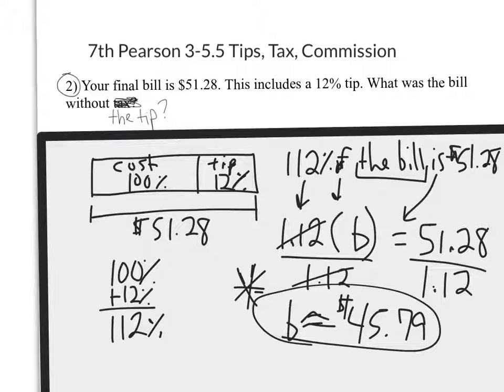An additional question they could have asked would be, how much was the tip that you gave? And that would just be subtracting, 51.28 minus 45.79 to figure that out. And with that problem, you can't just figure out 12% of the 51.28. It's not 12% of that amount, it was 12% of the amount before the tip got added on.